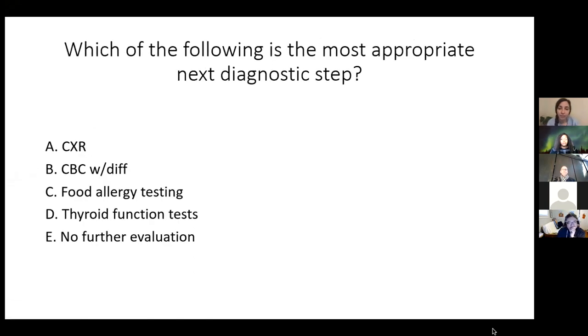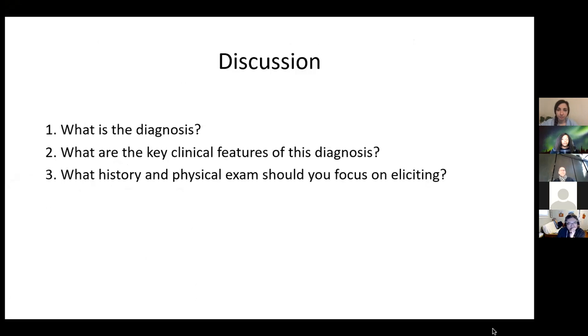For chest x-ray, 4%, CBC with diff, 56%, 9% for food allergy testing, 0 for TFTs, and 31% for no further evaluation. Great. All right. So before we chat about the answer, we'll chat about how we are thinking about the question. So can somebody maybe talk about what they think the diagnosis is? What are some key clinical features? Sorry for the lawnmower in the background. Any history and physical exam features you want to focus on?